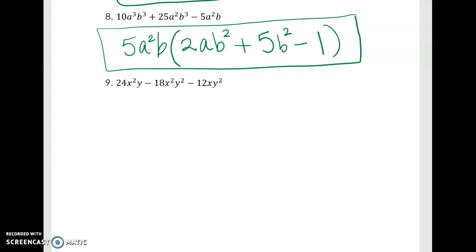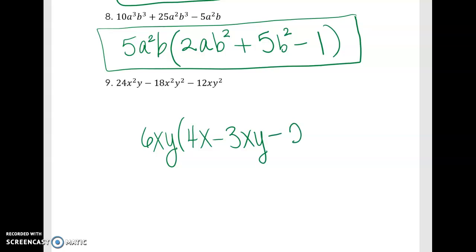Number 9, the GCF of 24, 18, and 12 is 6. And they all have at least an x. They all have at least a y. So that is my GCF, 6xy. First term would be 4x. Second term would be minus 3xy. My last term would be minus 2y.